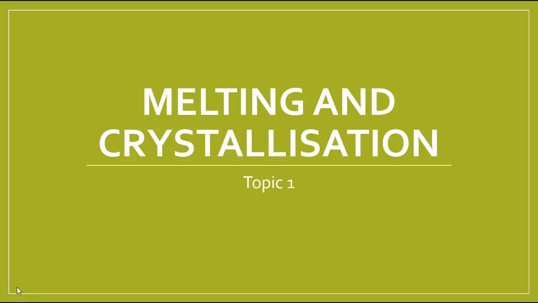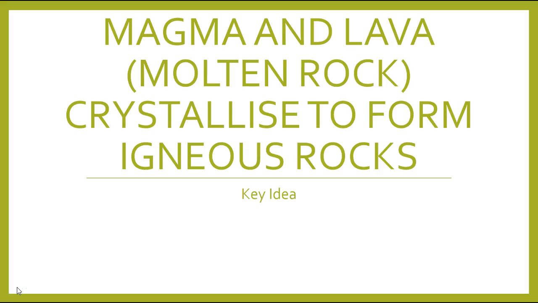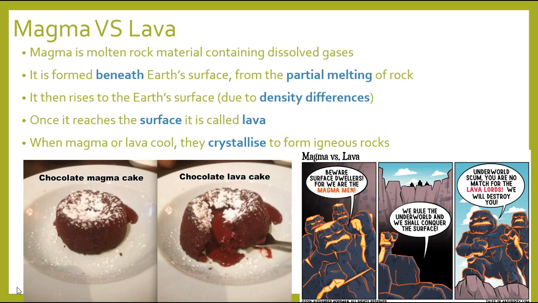Hi everyone, this webinar is on melting and crystallization, which is part of topic 1. So the first key idea that we're going to look at is that magma and lava, which is molten rock, crystallizes to form igneous rocks. So you do need to know the difference between magma versus lava.